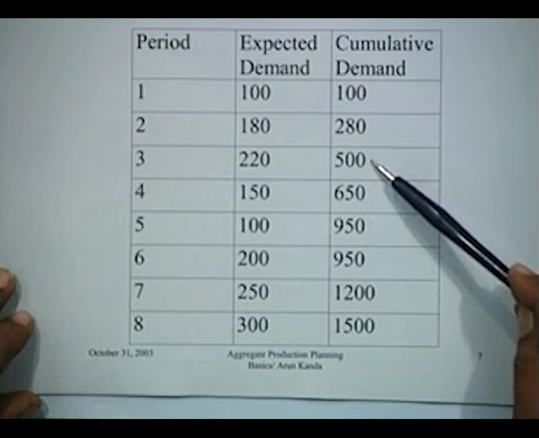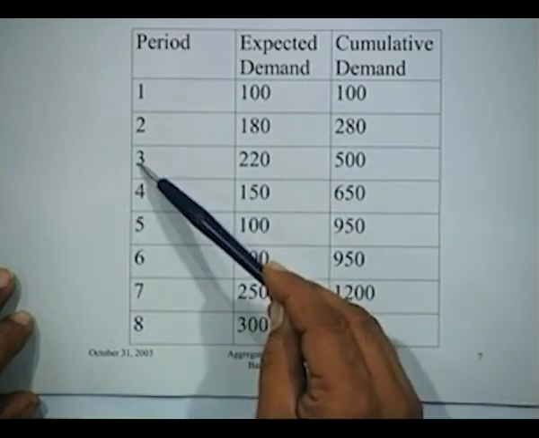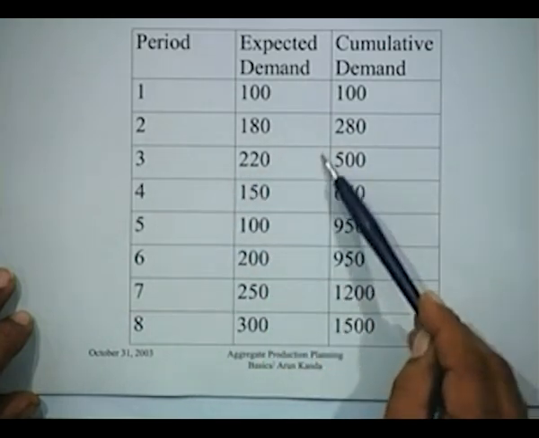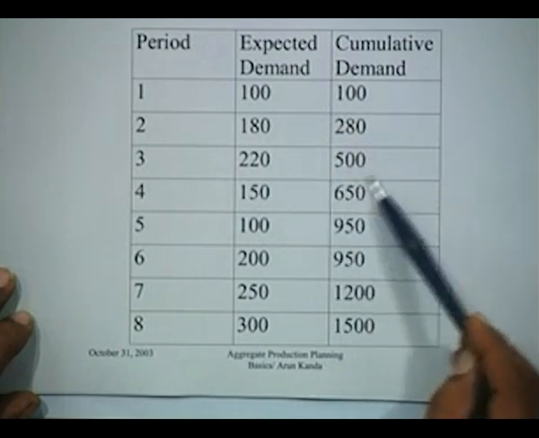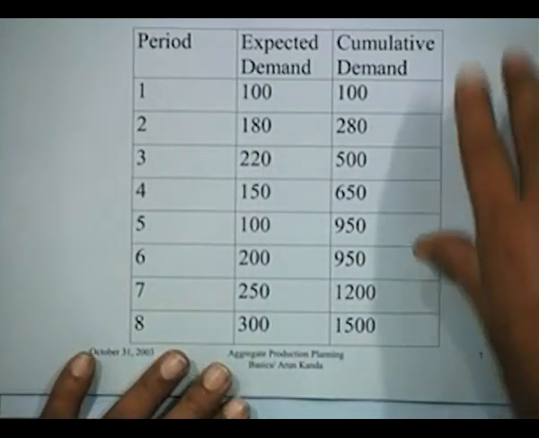Now the significance of this cumulative demand is that it tells us that up to the end of the third period the total demand for all the periods is 500 units. Similarly, the total demand up to the end of the 8th period is 1500 units, and this is how the demand has been fluctuating over the various periods, right.